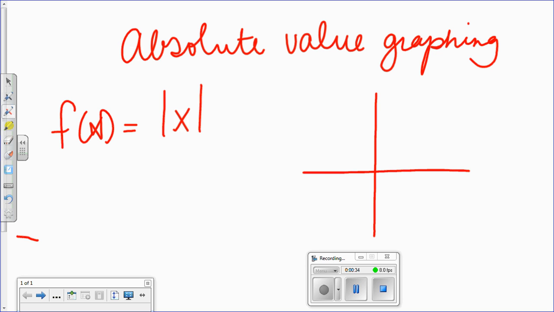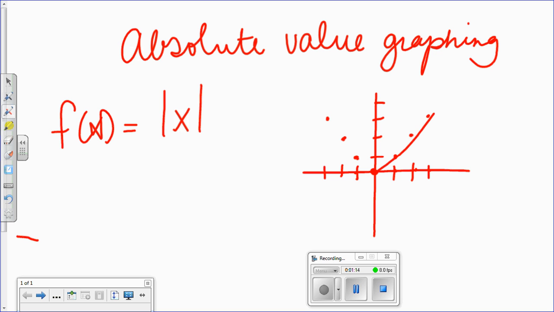What you're looking at, I just have to figure out what x is. If it's 1, the absolute value is 1. If it's 2, the absolute value is 2. If it's 3, the absolute value is 3. Well, 0 is 0. If it's negative 1, what's the absolute value? 1. If it's negative 2, what's the absolute value? 2. If it's negative 3, the absolute value is 3.